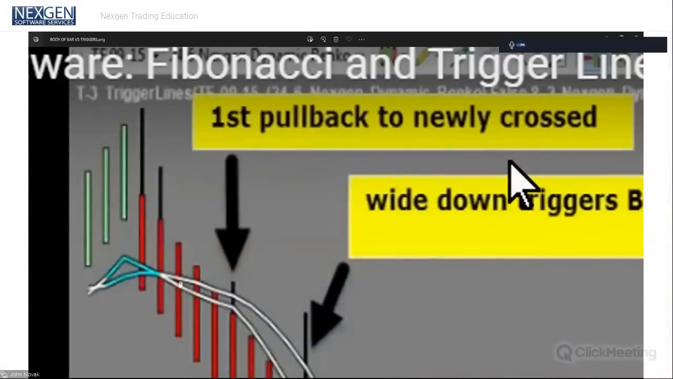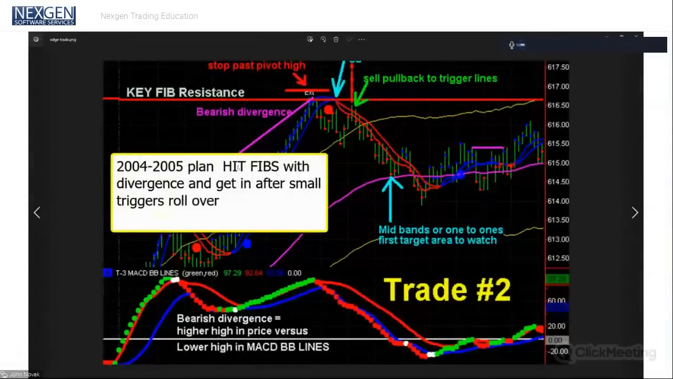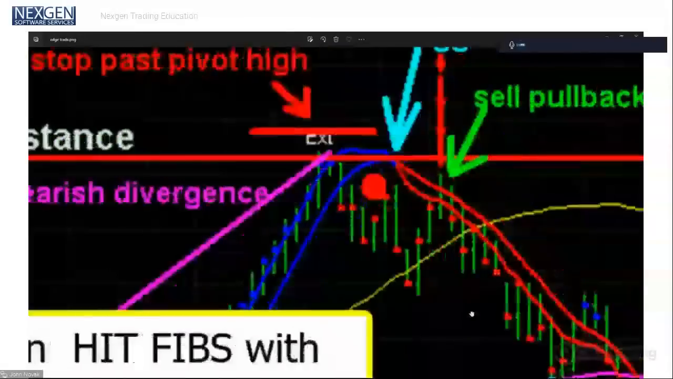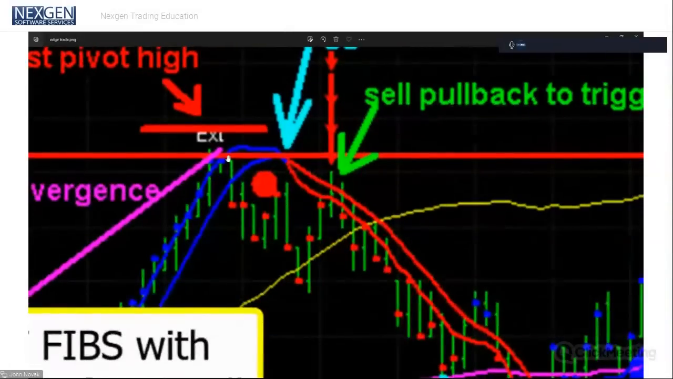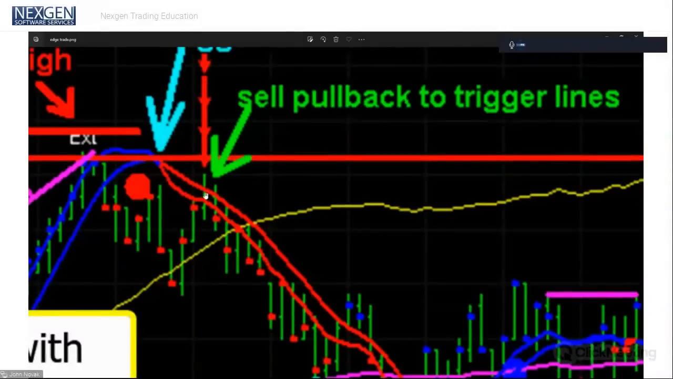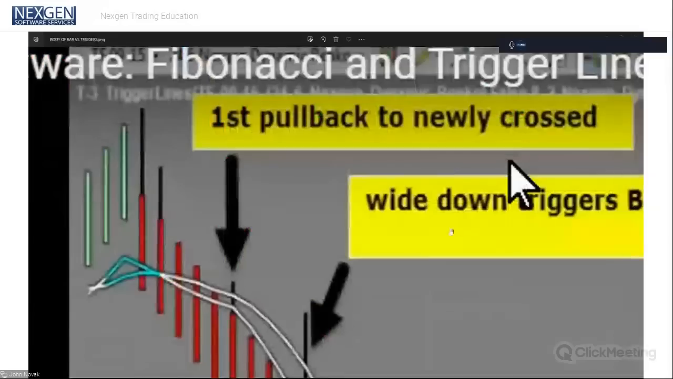When the trigger lines cross, there's going to be a couple things that you're going to see, right? And ever since literally, look, in 2004, our trading plan was pretty simple. Wait for fibs with divergence and then sell a pullback to trigger lines after they cross. You remember that? If you've been around since 2004, you remember that. That's pretty darn simple, right? It's one fib, one condition, one trigger line, simple. So that's what I'm trying to get to today.